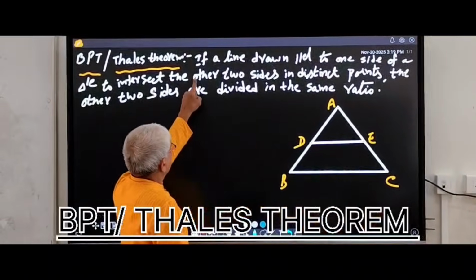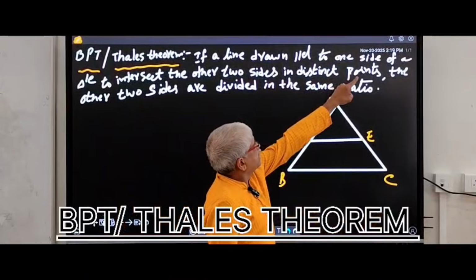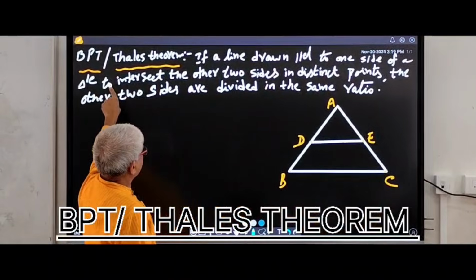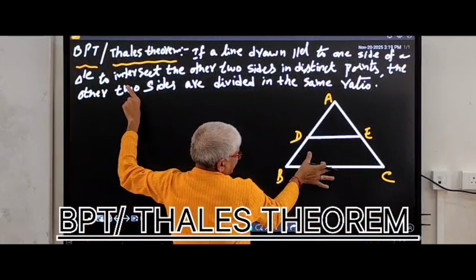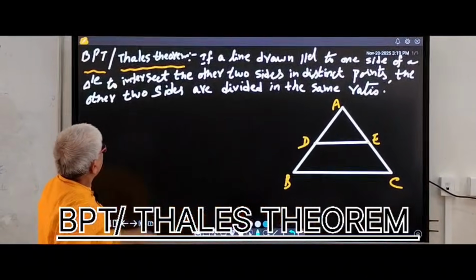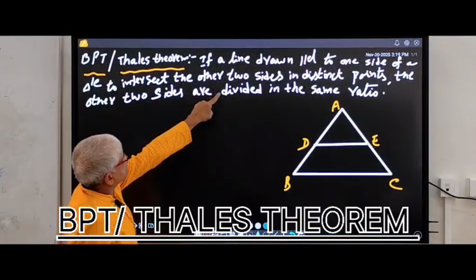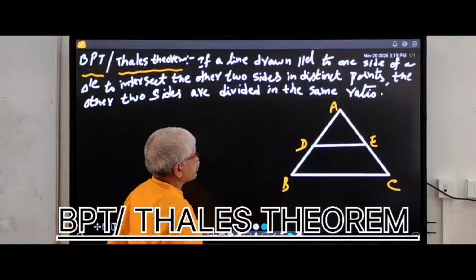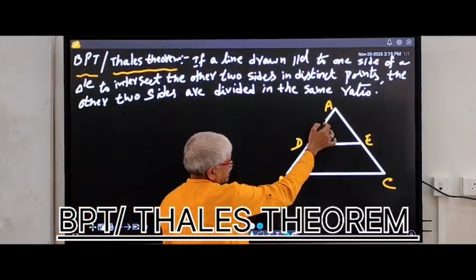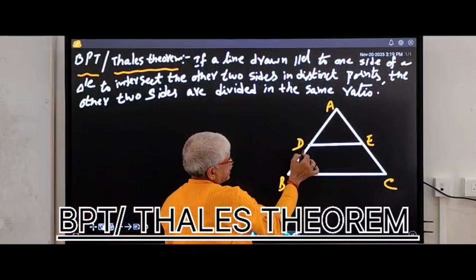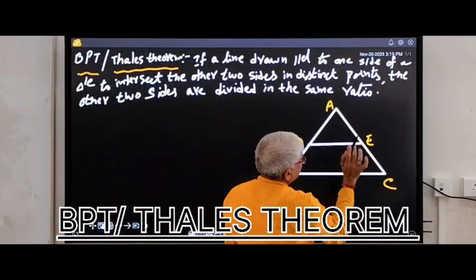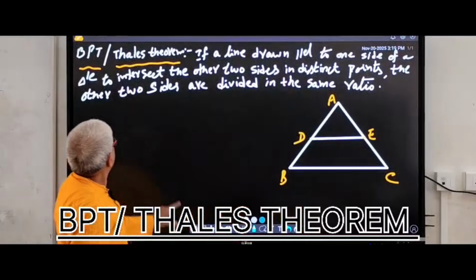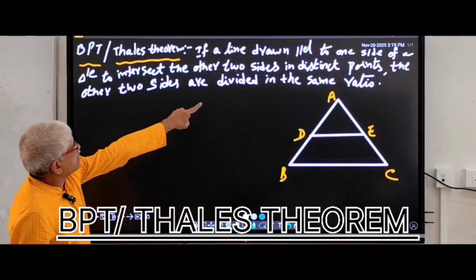Once again, if a line is drawn parallel to one side of a triangle, ABC is a triangle, DE is drawn parallel to BC, then what happens? To intersect the other two sides in distinct points. What do you mean by that? This DE intersected AB at D and AC at E. D and E are two distinct points. The other two sides are divided in the same ratio.